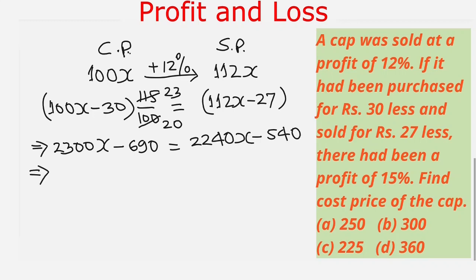On transferring 2240x towards the left hand side, on subtracting 2240x from 2300x, we get 60x equal to 690 minus 540 equal to 150. 15 cancels 60 for 4 times and 150 for 10 times. This gives 4x equal to 10. Therefore 100x, if we multiply both sides by 25, we get 100x equal to 25 multiplied by 10, which is 250.